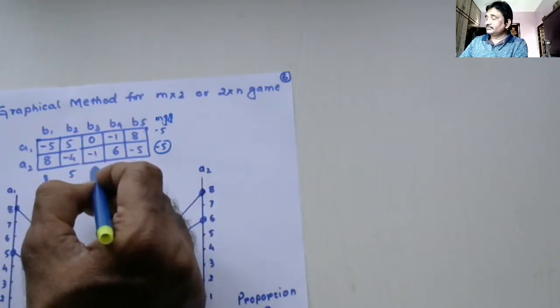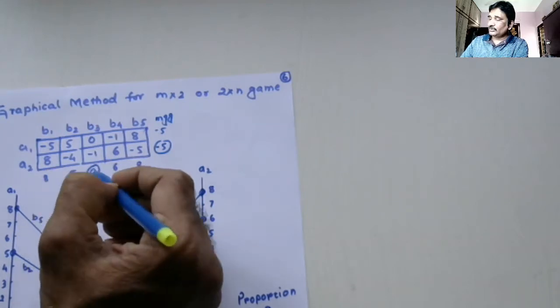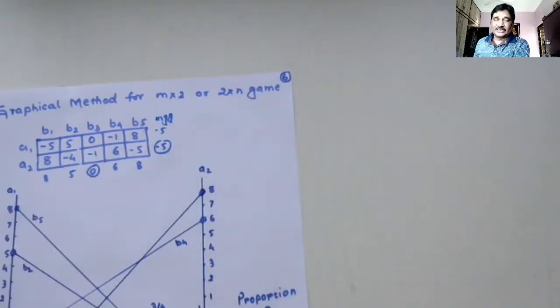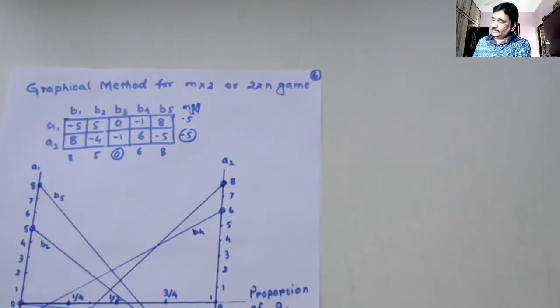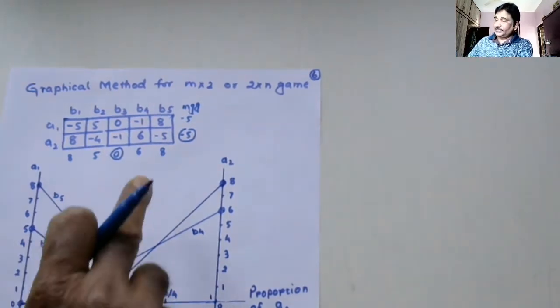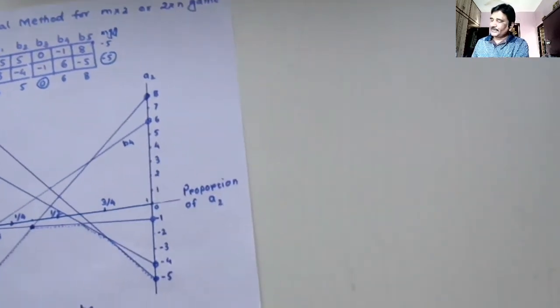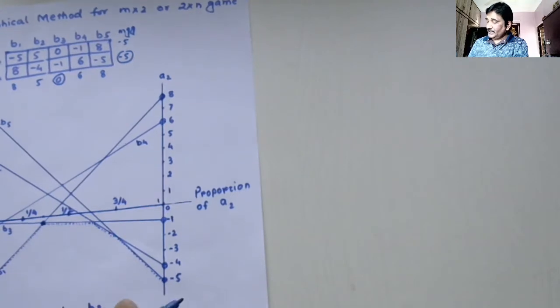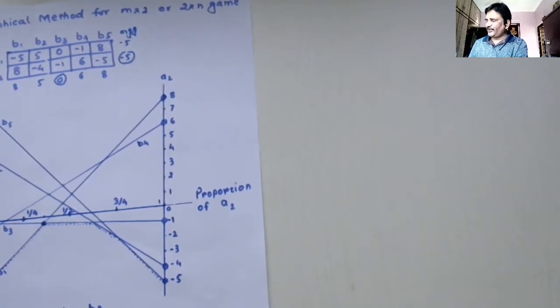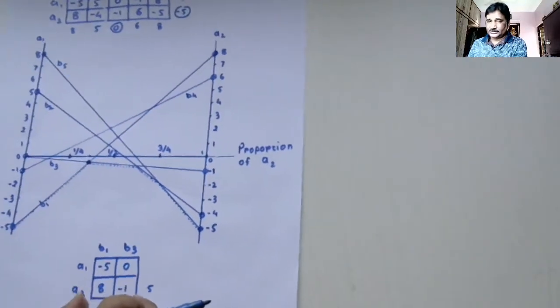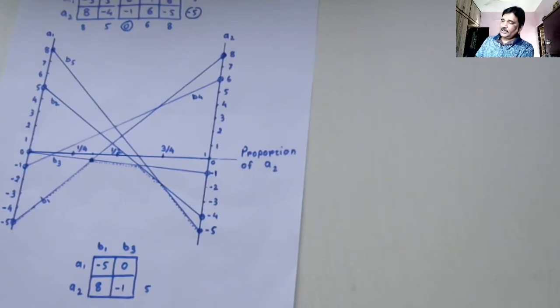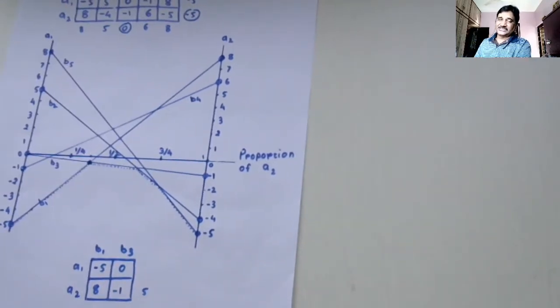What is that? Minimum amongst all this is 0, right? So the game doesn't have a saddle point, so whatever you are doing makes sense. It makes sense only if the game doesn't have a saddle point, right? And you've also come to know that your game value must be lying between 0 and minus 5. So here you don't have to find out whether the game has a saddle point or not, because that is established.